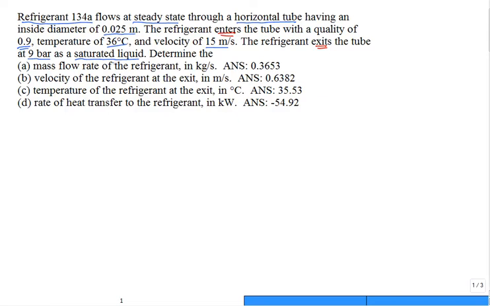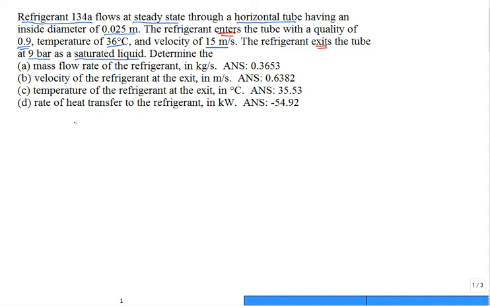And then the problem asks for a number of things. What's the mass flow rate of the refrigerant, the velocity of the refrigerant at the exit, the temperature of the refrigerant at the exit, and the rate of heat transfer to the refrigerant in units of kilowatt.